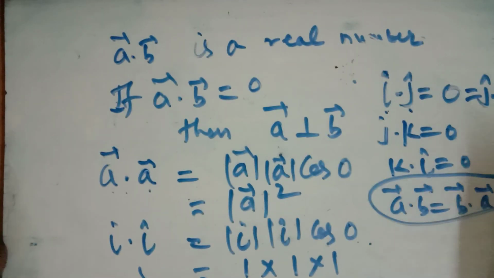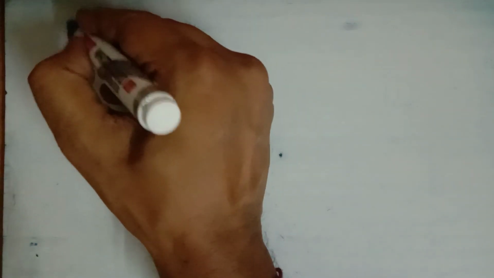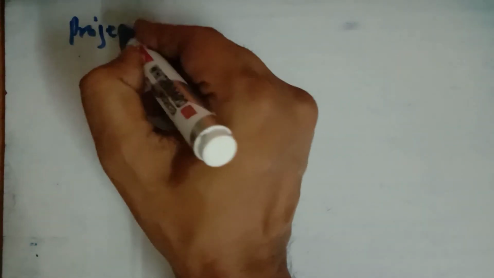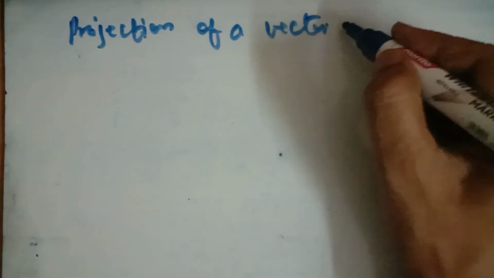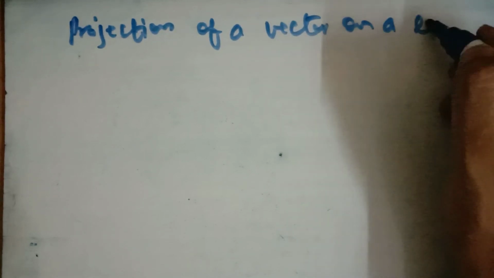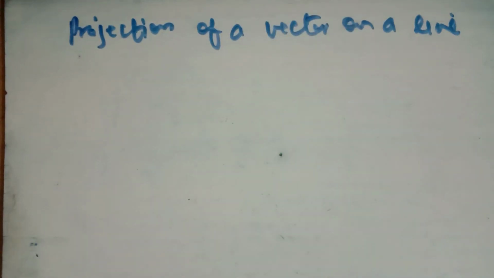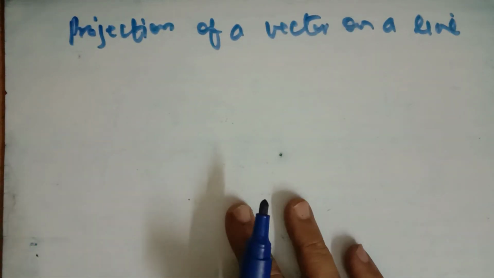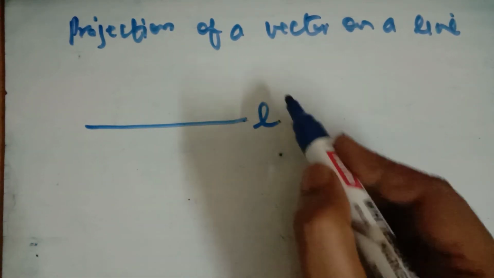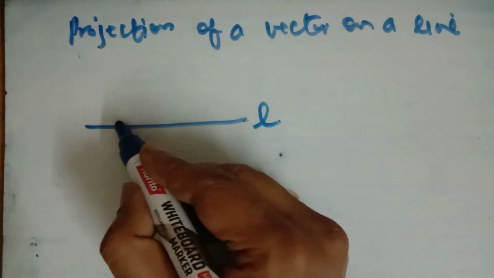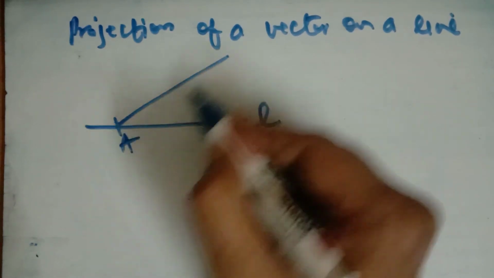After that we have the projection of a vector on a line. Projection of a vector on a line. Let us draw these four figures. Let us take this line L. There is a vector, let us say AB.